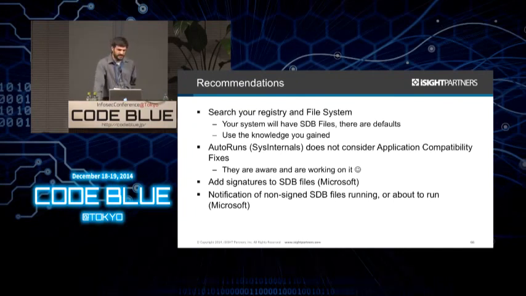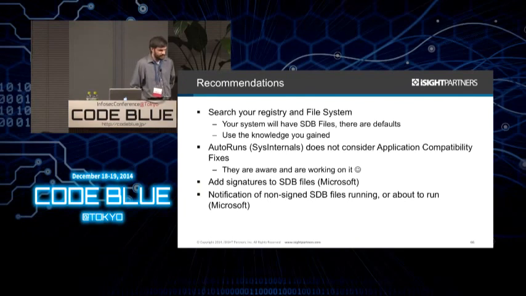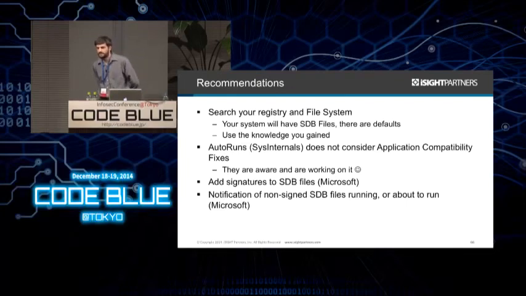I think that Microsoft should add signatures to SDB files so that if I run Internet Explorer and the Windows OS is about to inject a DLL or run a shim that's supposed to provide some additional features to my browser, I want to be aware of that. But I only want to be aware of it if it's something that Microsoft didn't produce. I think that should be doable.